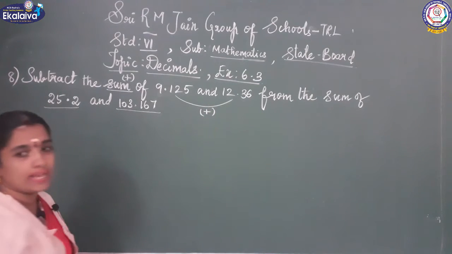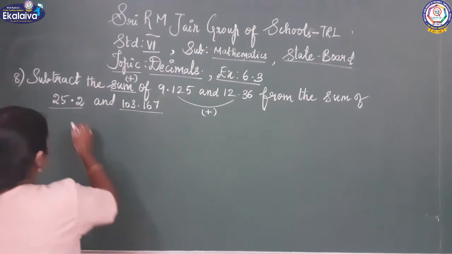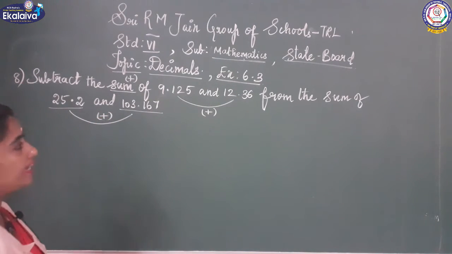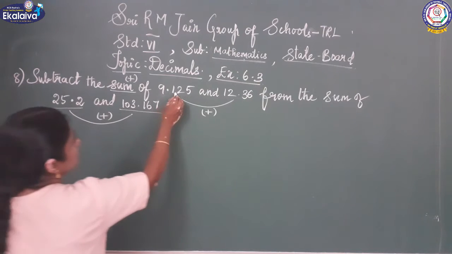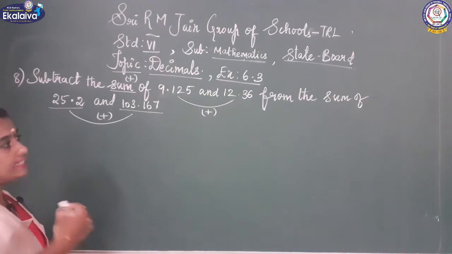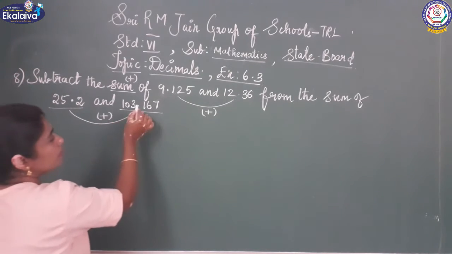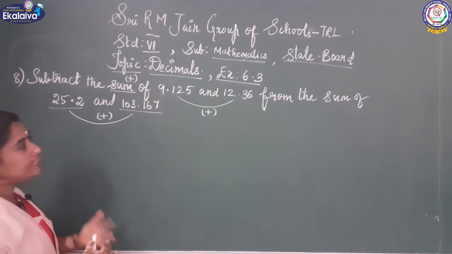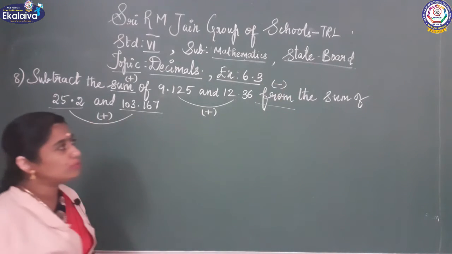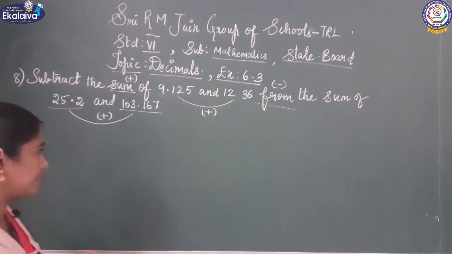This is the step 1 I am going to do, as well as from the sum of. So again I am going to add this too. Step 1, I am going to add 9.125 and 12.36, and step 2, I am going to add 25.2 and 103.167, and then I am going to subtract. Subtract means what I have to do? From is there, so I am going to subtract this.